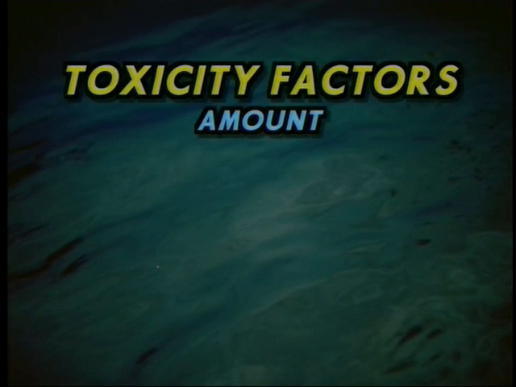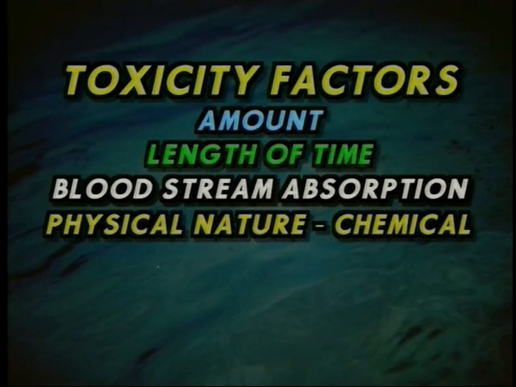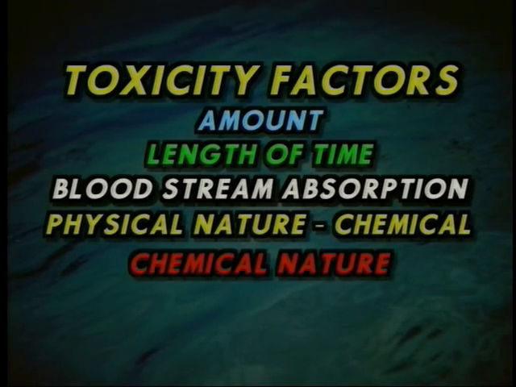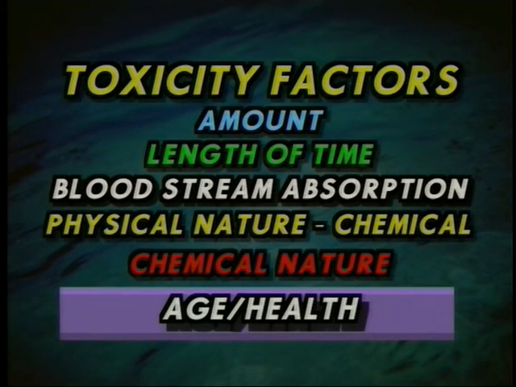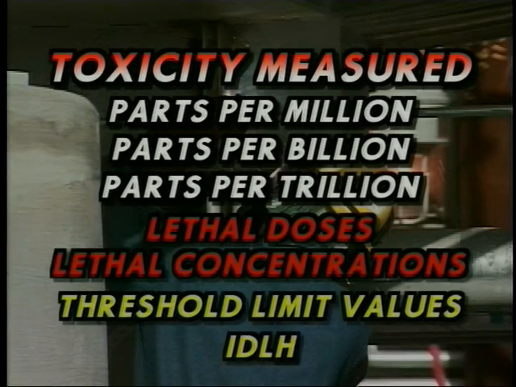Some of the factors that affect the toxicity of substances are the amount entering the body, length of time in the body, the rate of absorption into the bloodstream, the physical nature of the chemical or substance, and the chemical nature of the substance. The age and health of the individual exposed is also a consideration in the effect of the toxic chemical or substance. Generally, we measure toxicity by parts per million, parts per billion, parts per trillion, lethal doses, lethal concentration, threshold limit values, and IDLH, or immediately dangerous to life and health.